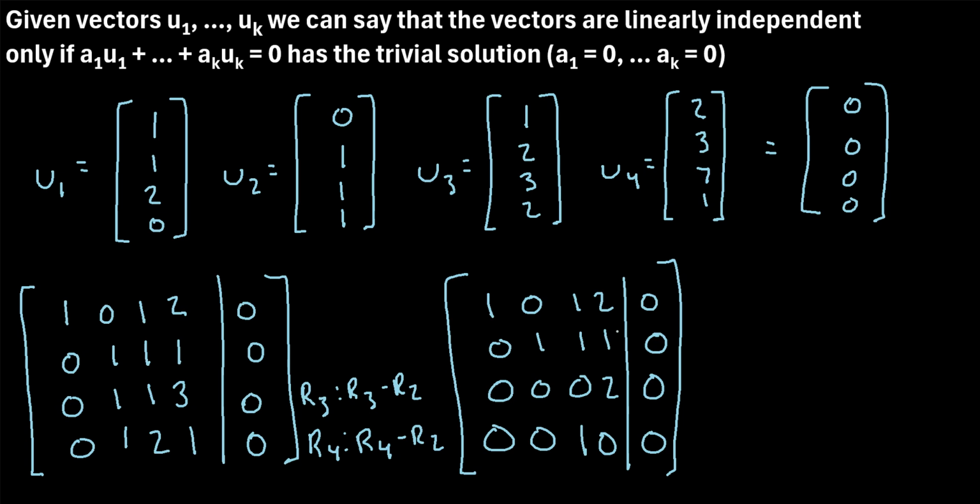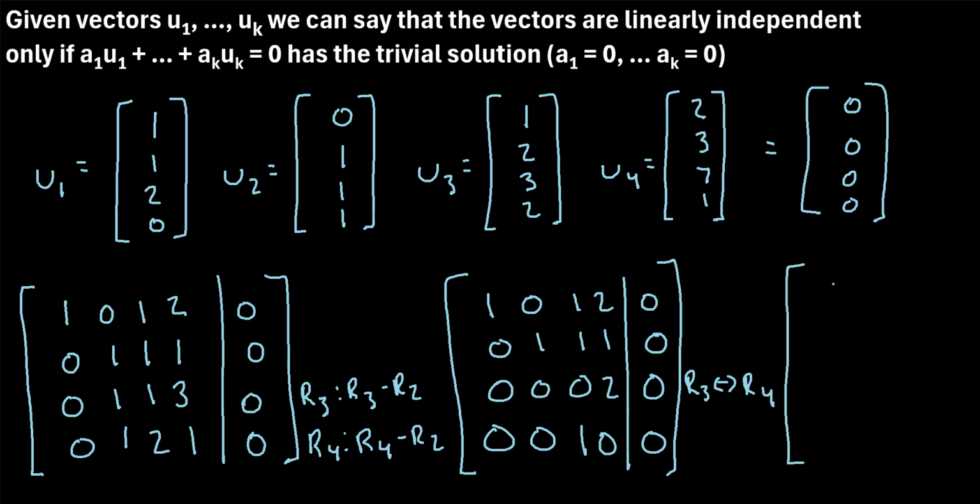Okay, so the last step to get this in row echelon form is we want all of the pivots to be to the right of all pivots above them. So notice that if we just switch row 3 and 4, then we could have a pivot right here and a pivot right here, which is what we want. So we'll just swap row 3 and row 4.